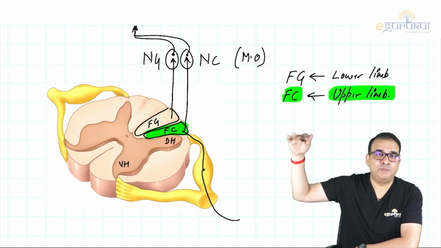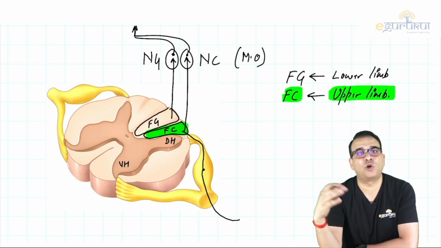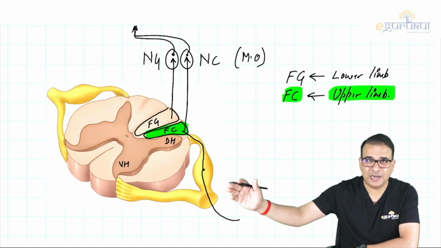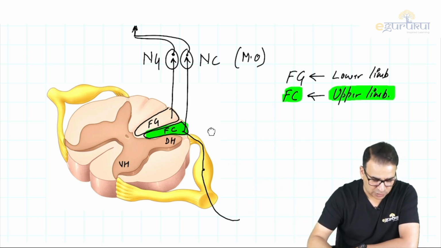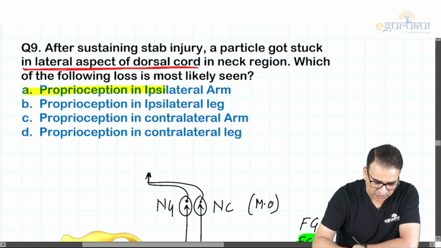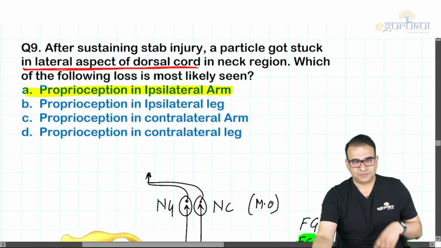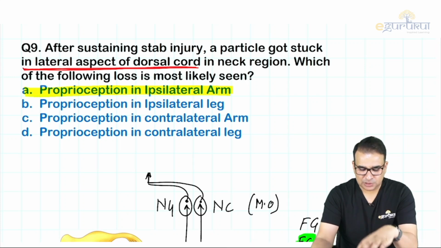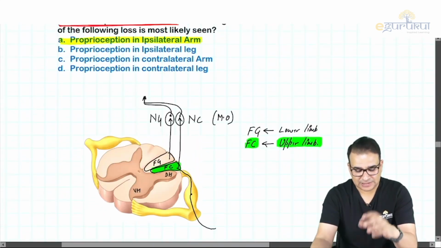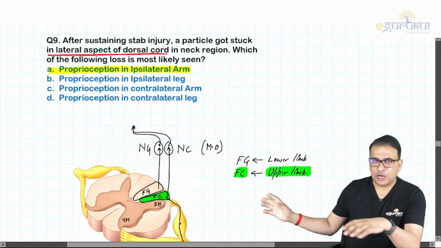Had this injury been in the pons or in the midbrain, at the lemniscus, then you would have said it is on the contralateral side. But the injury is in the spinal cord and it is carrying the sensation from the same side only. So the answer to this question has to be ipsilateral proprioceptive loss of the upper limb or arm. Proprioception in the ipsilateral arm will be lost if there is a dorsal column tract injury, and that too toward the lateral side. Now again, you don't have to know anything special for these kinds of questions.